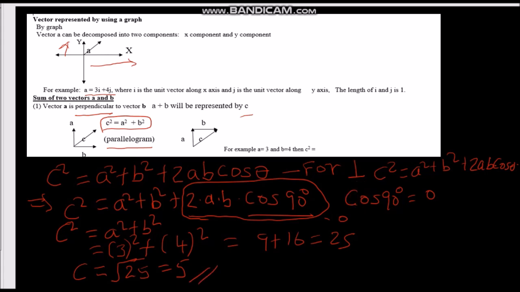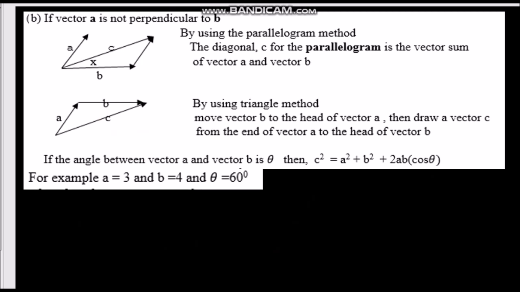The next topic is about if vector A is not perpendicular to B. If vector A is not perpendicular to B, we use the parallelogram method. The diagonal C of the parallelogram is the vector sum of vector A and vector B, already known. By using a triangle method, we move the vector B to the head of vector A.